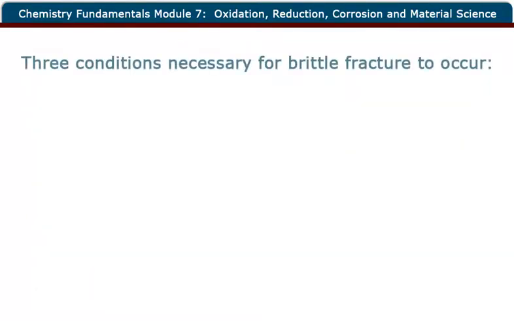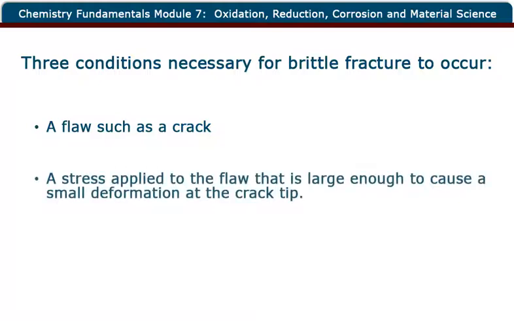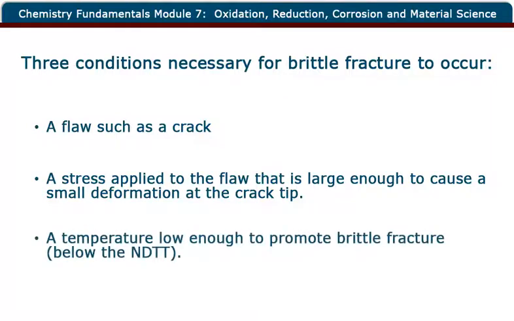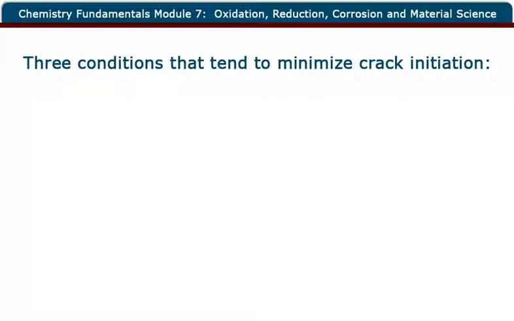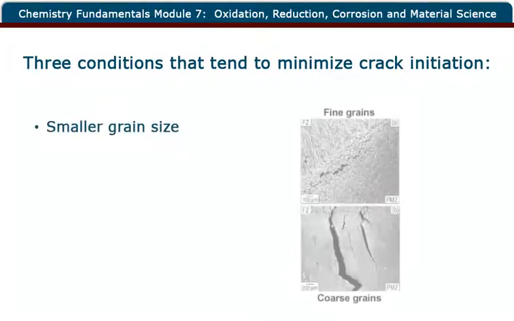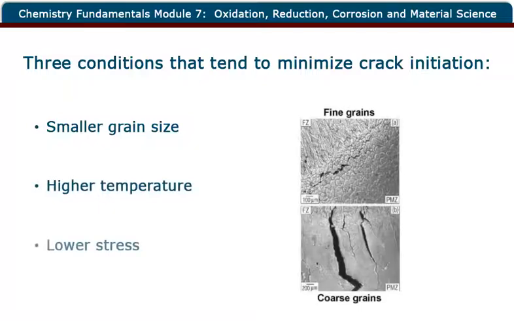Three conditions are necessary for brittle fracture to occur. They are: a flaw such as a crack; a stress applied to the flaw that is large enough to cause a small deformation at the crack tip; and a temperature low enough to promote brittle fracture, that is, below the nil ductility transition temperature. Three conditions that tend to minimize crack initiation are: using a smaller grain size, higher temperatures, and lower stress on the material.